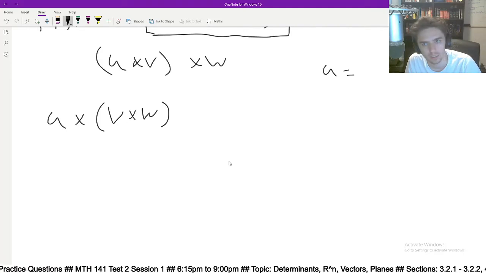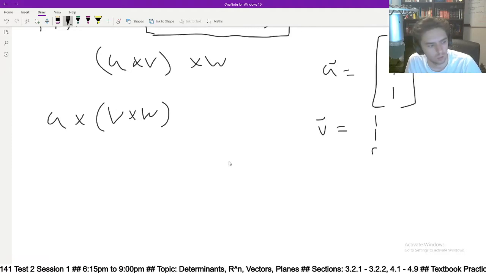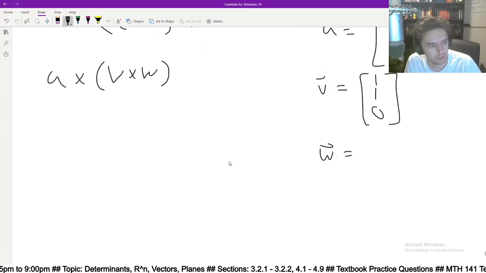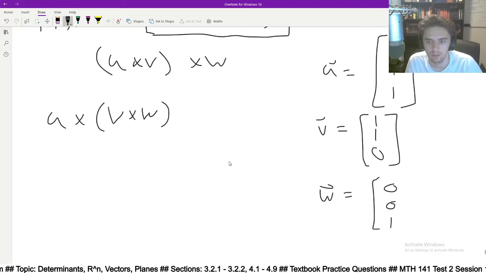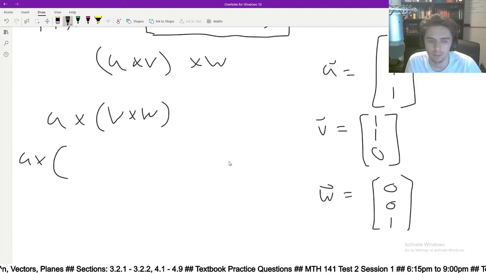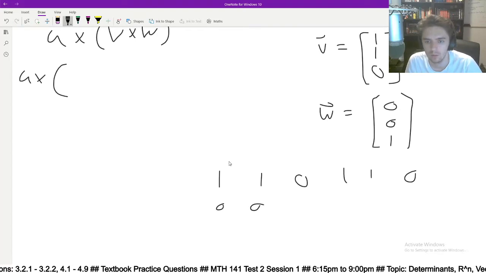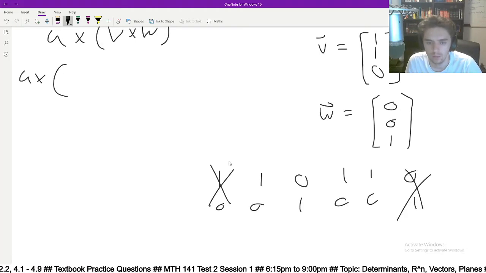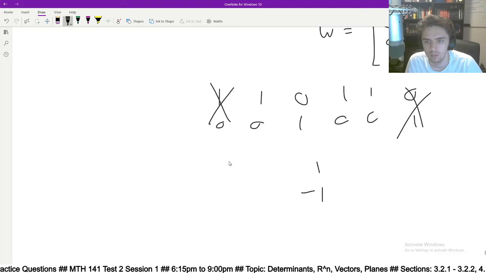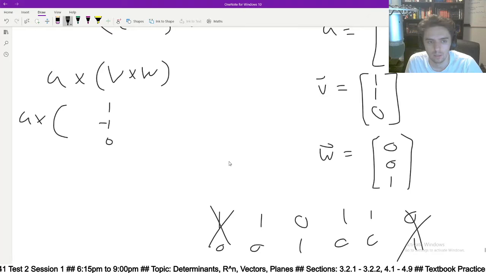So u is (1, 1, 1), v is (1, 1, 0), and w is (0, 0, 1). Okay, so let's start with u cross (v cross w). Let's figure out what that is. v cross w is (1, 1, 0) cross (0, 0, 1). So it's going to be 1 minus 0, 0 minus 1, 0 minus 0. So that's (1, negative 1, 0).